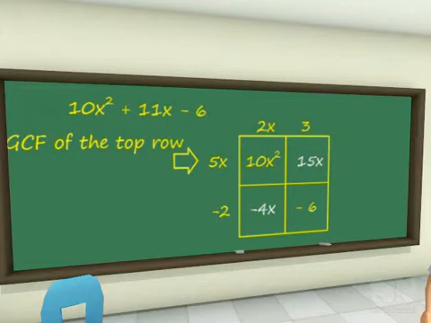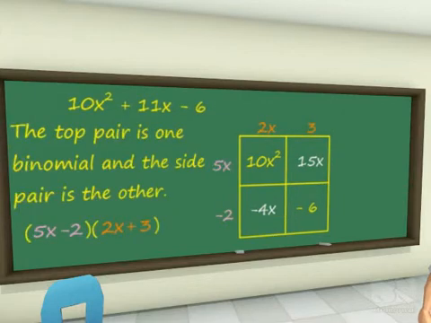We check to see if the constant terms on the outside multiply to negative 6. They do. Negative 2 times 3 is negative 6. The factors of the quadratic are the binomials written on the outside of the square. So in this case, it's 5x minus 2 from the left side and 2x plus 3 from the top. FOIL to check your result.